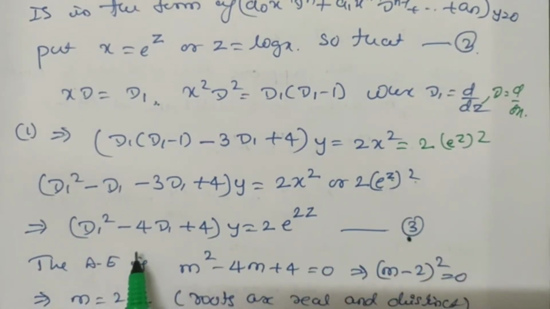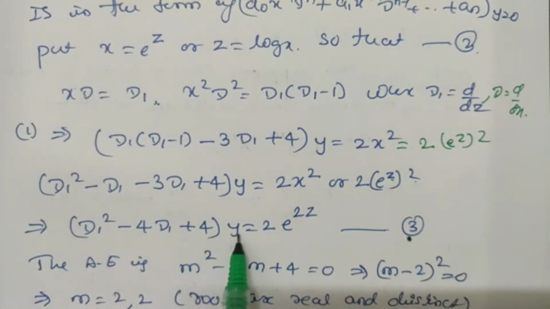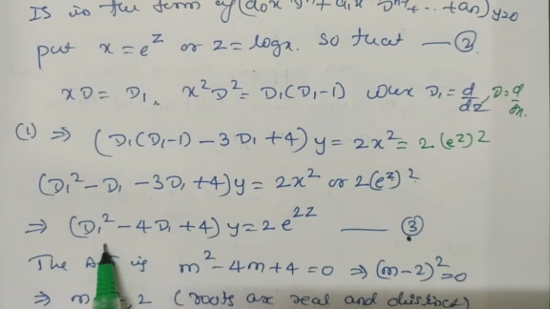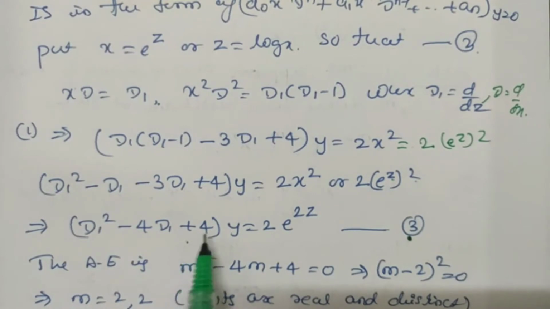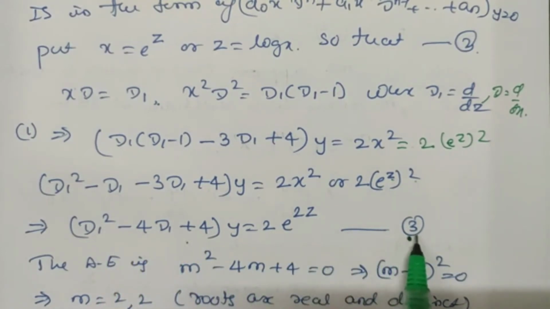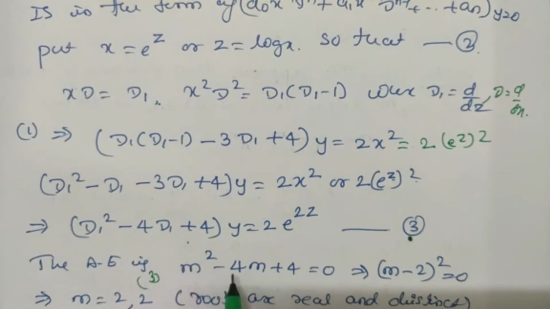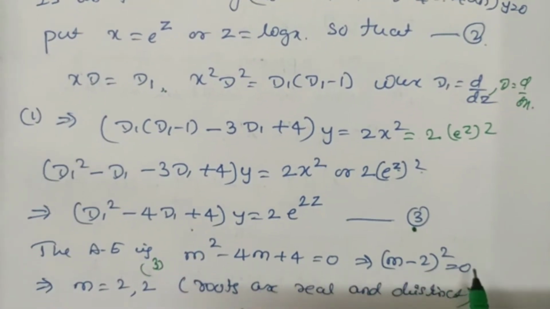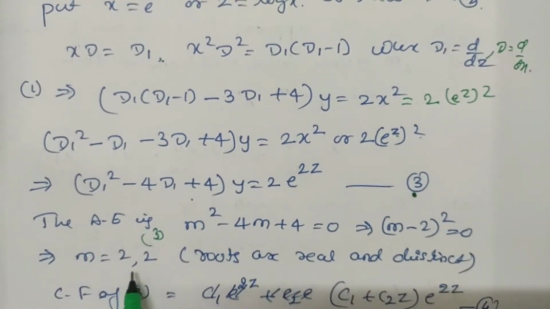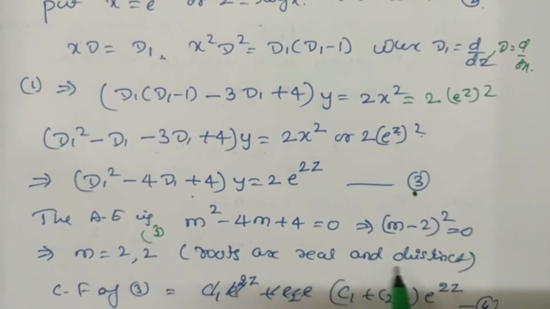This is the linear differential equation with constant coefficients as we studied in the last chapter. So now our equation is equation 3 only. Now observe the auxiliary equation of equation 3, it is m square minus 4m plus 4. It is nothing but m minus 2 whole square. So that is m equals 2 and 2. Roots are repeated and real.